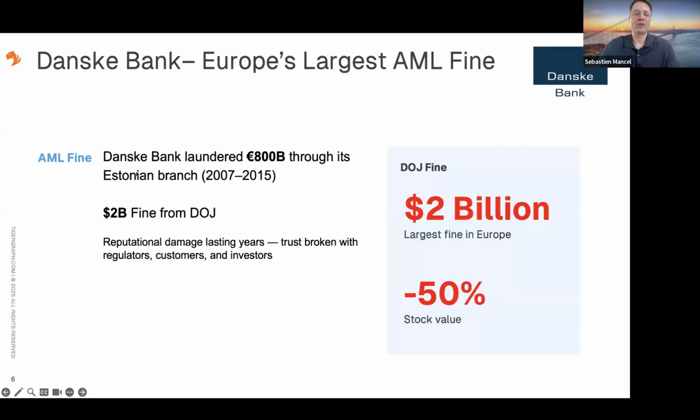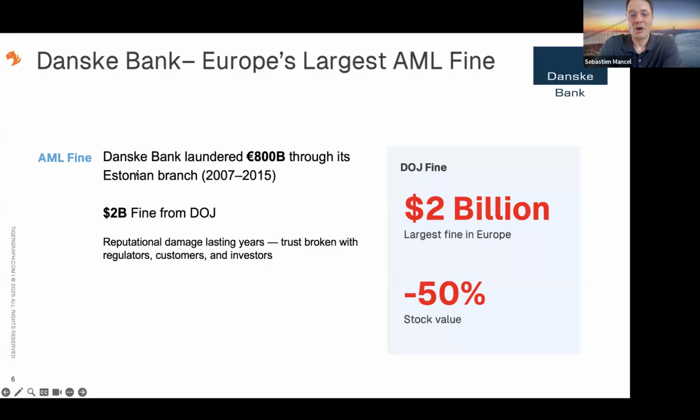All right, so let's take a real-world example. Let's take a look at a real-world example of what happens when entity resolution and AML monitoring fail at scale. Between 2007 and 2015, Danske Bank laundered over 800 billion euros through its Estonian branch. Now, the fallout was massive. In 2022, the US Department of Justice imposed a $2 billion fine, the largest AML penalty in Europe at the time. But the fine was only part of the story.